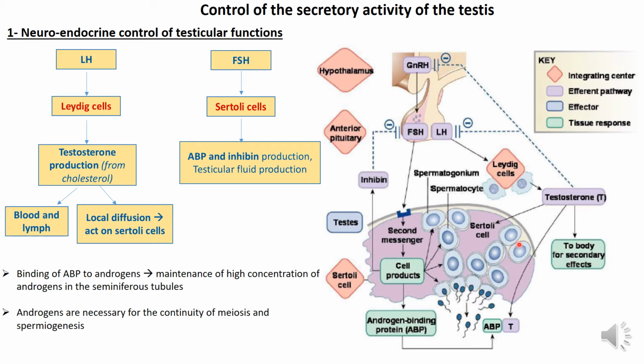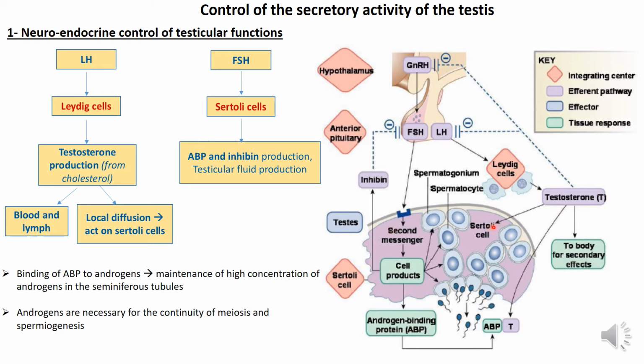Now, this is regarding the testosterone. The testosterone is produced by the Leydig cells. It acts on the Sertoli cells, but it cannot act on the germ cells because they don't have receptors for it. It acts only on the Sertoli cells inside of the seminiferous tubule.